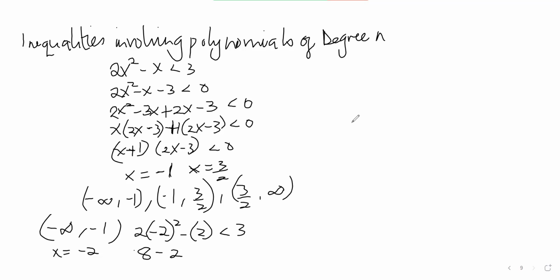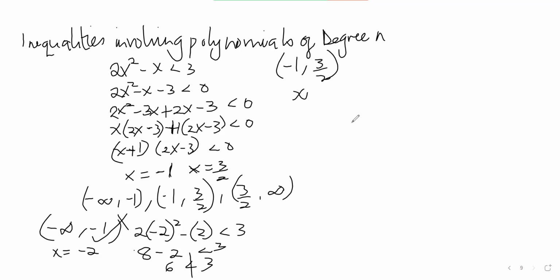That will give us 6. Is it less than 3? And we find it is not. So this interval is not an interval satisfying our inequality. Then we have the next interval, where we pick a value from here and test into the polynomial.